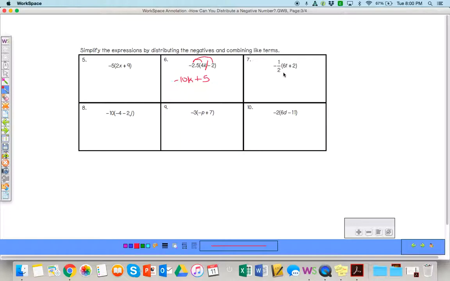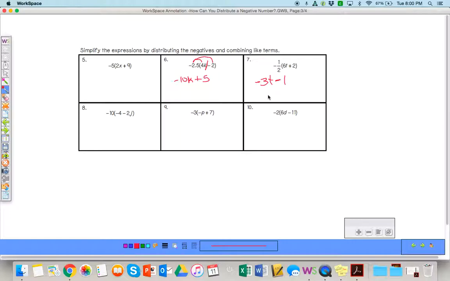All right, on number 7, we have a fraction on the outside. Sometimes that freaks people out. Fractions on the outside of the parentheses really aren't that difficult, though. So for example, in this one, we are multiplying by 1/2. So if you're multiplying by 1/2, you just have to ask yourself, well, what's half of 6? Half of 6 is 3. Okay, so you just multiplied by 1/2, but it was a negative times a positive, so it's a negative 3t. And then we have negative 1/2 times positive 2, and that leaves us with a negative 1.